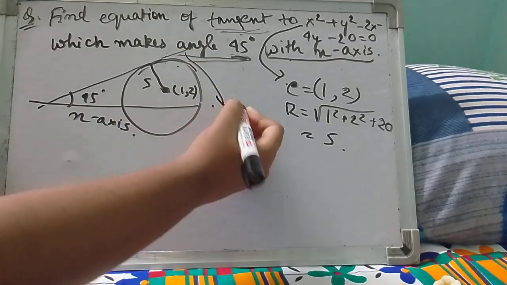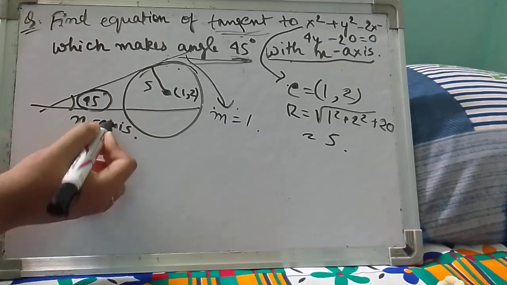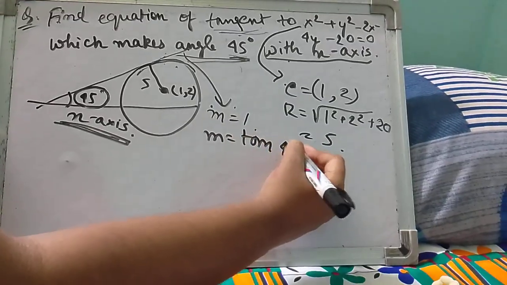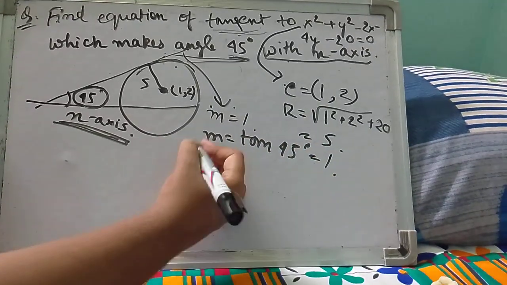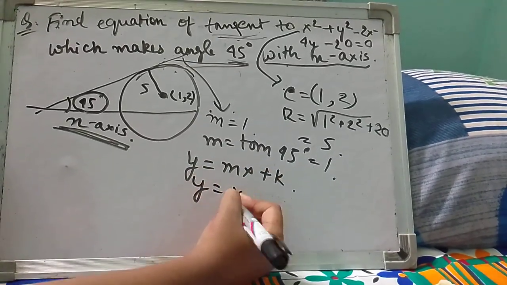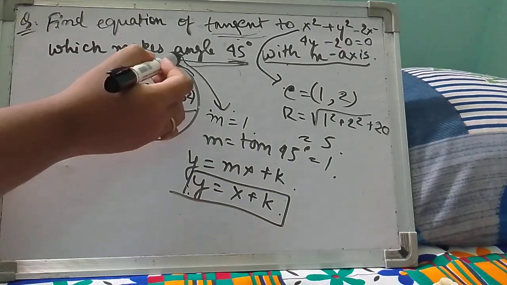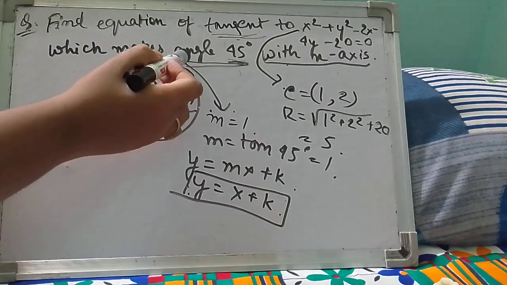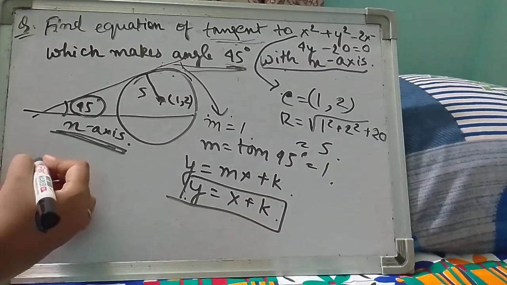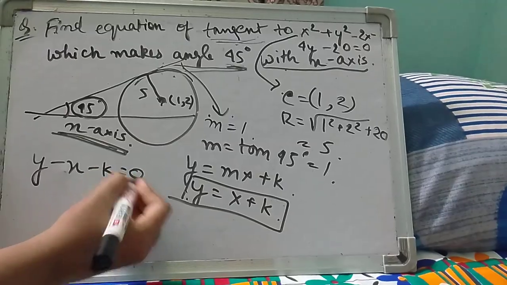And this line's slope becomes 1 because this is making an angle 45 degree with x-axis. So m is equals to tan 45 degree, which becomes 1. So its equation will be y equals to mx plus k, which becomes y equals to x plus k. Now we know this line's equation and this point is given. We know whenever there is a line and a point and the perpendicular distance is given, we have to apply this formula. That is y minus x minus k equals to 0.